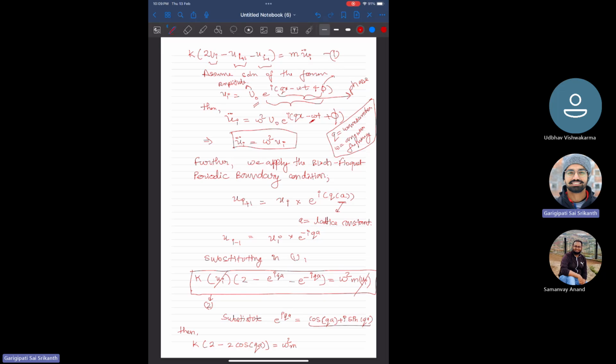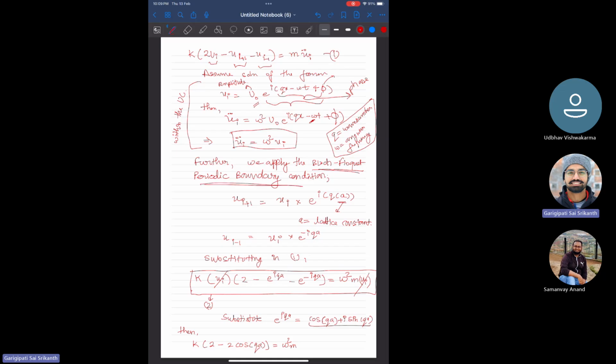Then further, now this is within the unit cell, right? Now, how do we connect adjacent unit cells? Because the harmonic waves are traveling across the chain. So how do you connect is using what we call the Bloch-Floquet periodic boundary condition.